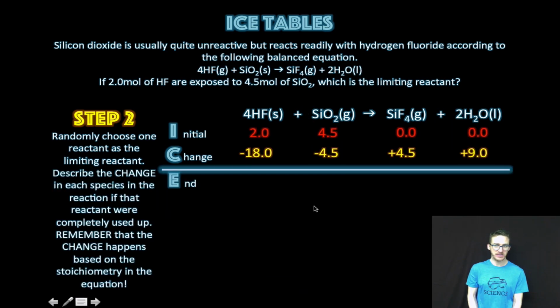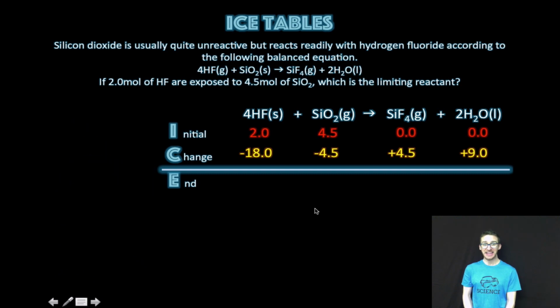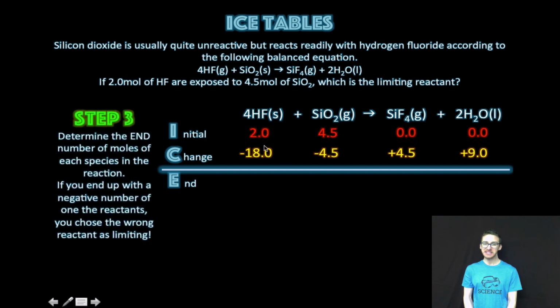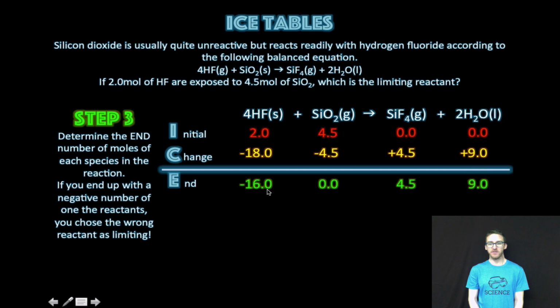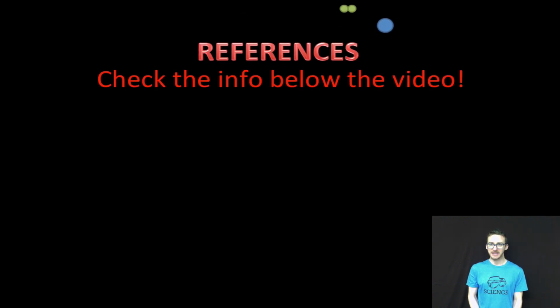So final step here, determine the end number of moles by summing together the initial and the change. Here's where we can clearly tell we've chosen the wrong reactant as our limiting reactant. If you end up with a reactant that's negative, or a negative amount of moles, you've chosen the wrong one. We can't actually use up 4.5 moles of SiO2 if we don't have enough HF to completely use it. Oh, math.